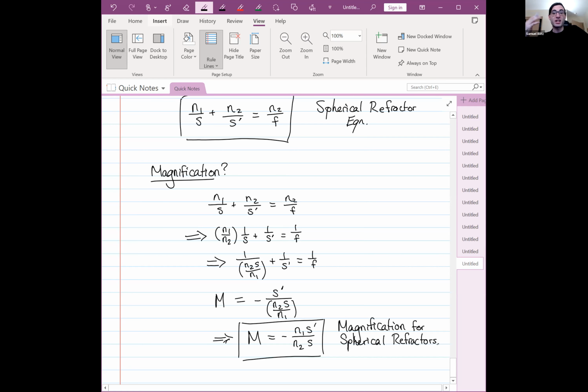I know it's not a very satisfying derivation, but it does work out, and you can check the LibreText for more details if you're interested.